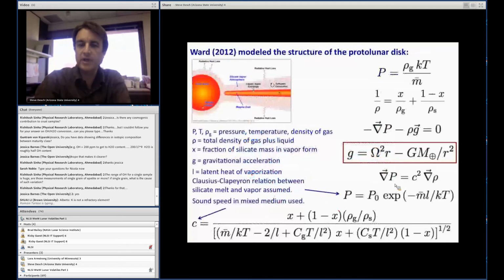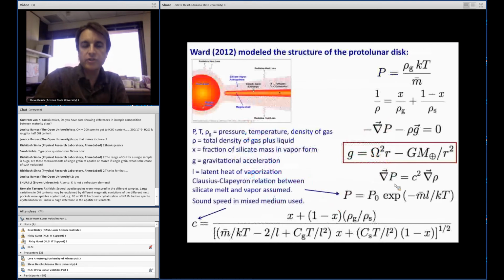We published one in 2011 on the volatile loss, and this is from 2013 on the mixing between the two components. What I did here is I used the new set of equations. There won't be a quiz later. But we used the new set of equations that Ward derived to explain the vertical structure of the disk.